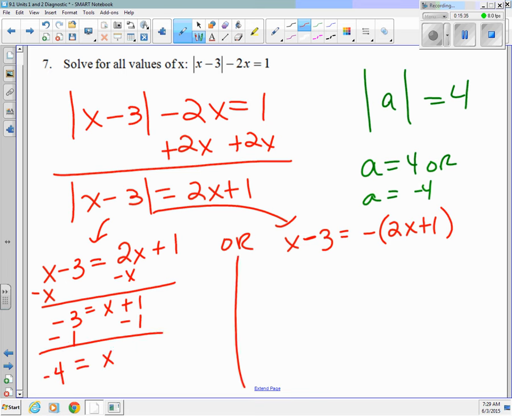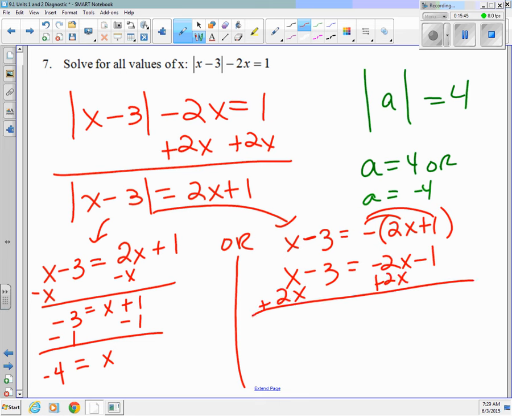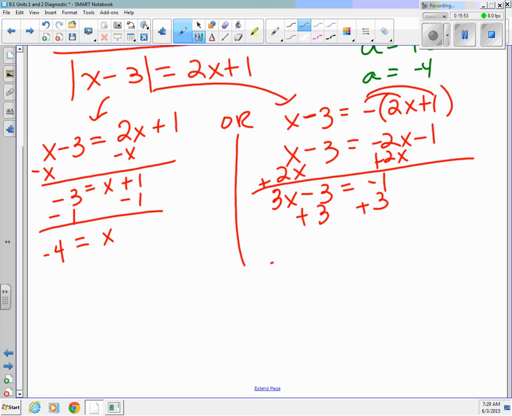Or over here, I'd have to distribute my negative through. So I get negative 2x minus 1 on the right-hand side. I'll add 2x. So I get 3x minus 3 equals negative 1. Add 3 to both sides. So I get 3x is negative 2. Divide by 3. And I get x is negative 2/3.